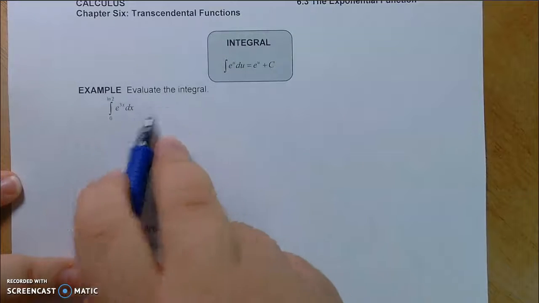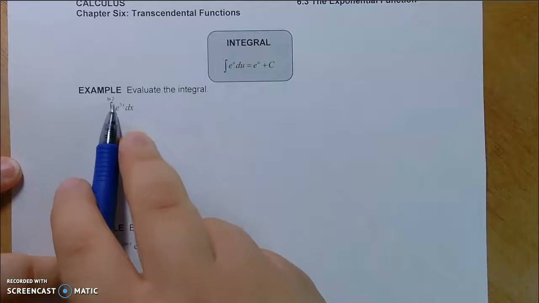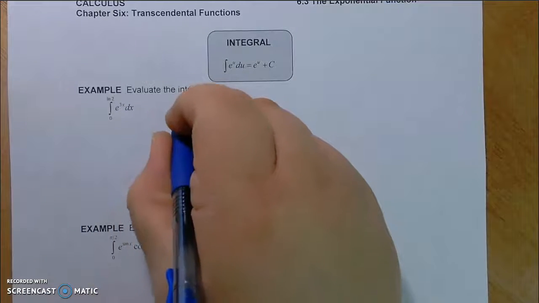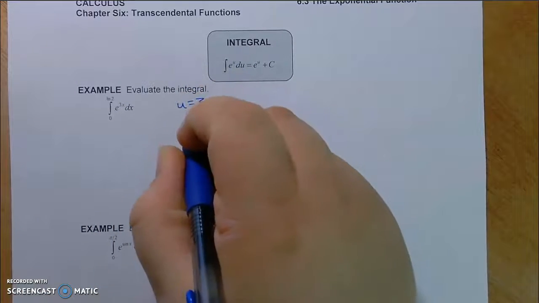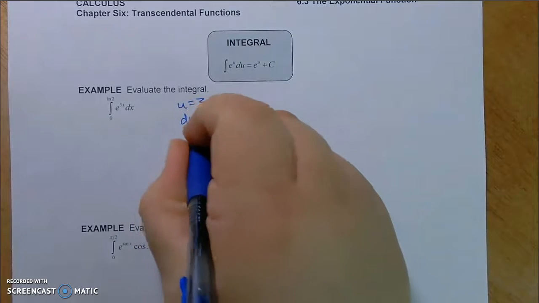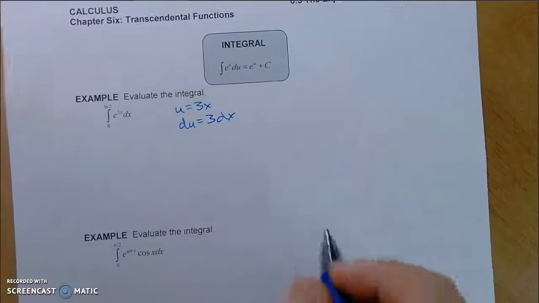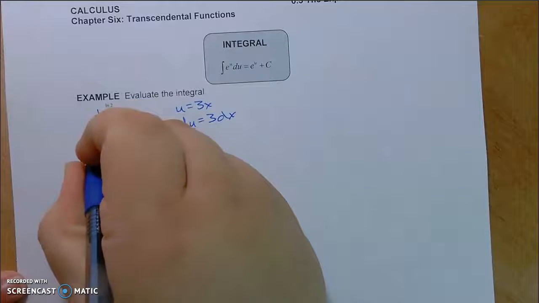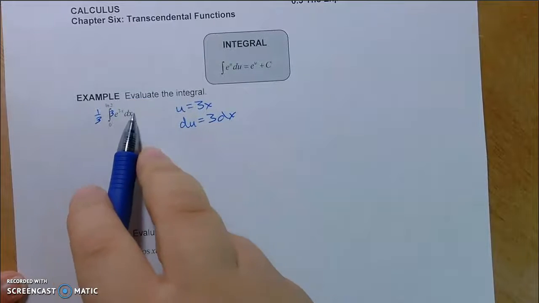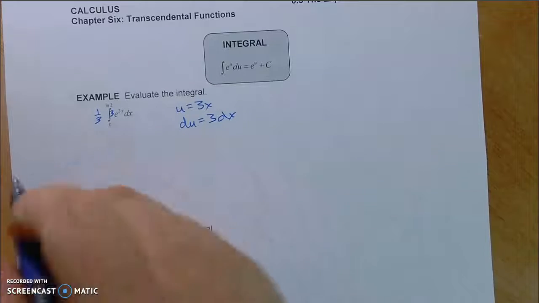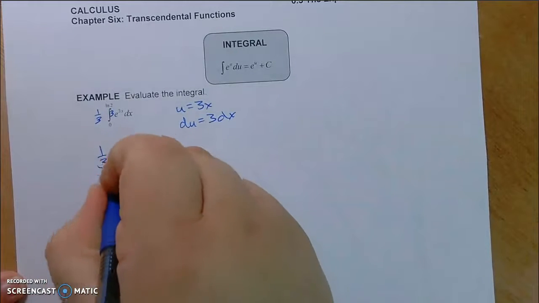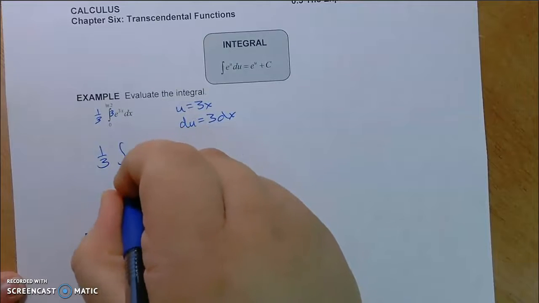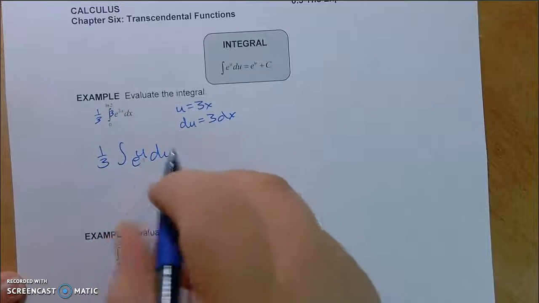So if we look at this definite integral from 0 to natural log of 2 of e to the 3x, it's clear that u is going to be 3x. So then du is 3dx. Well, we don't have 3dx. We only have dx. So we need to multiply by 3 on the inside and 1/3 on the outside. So 3dx becomes our du. 3x is our u. So we do a quick little substitution here, and we get e to the u du.